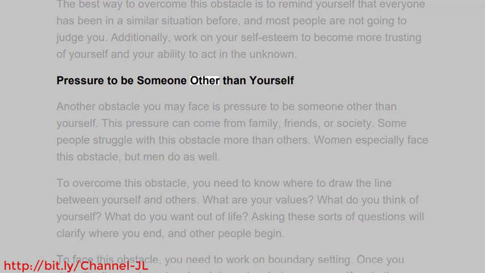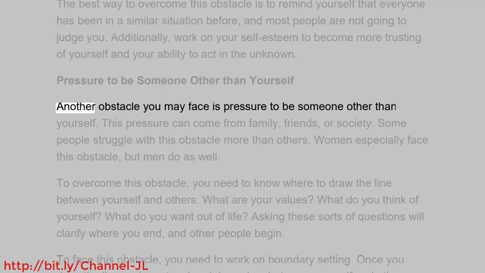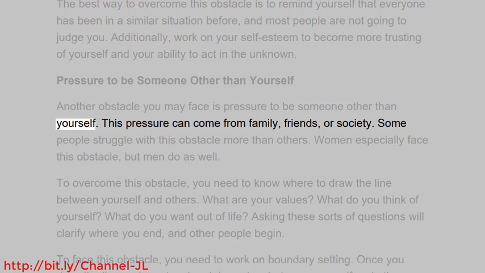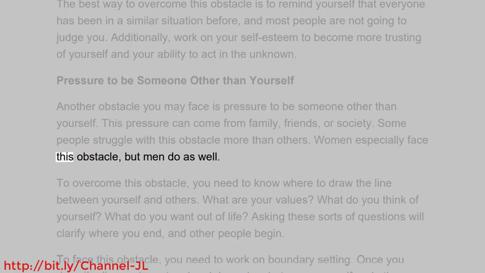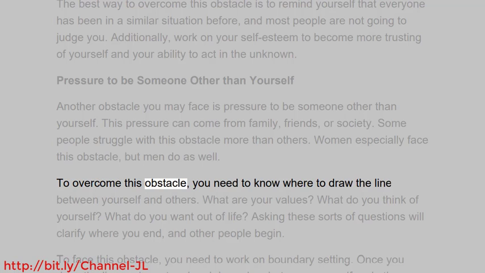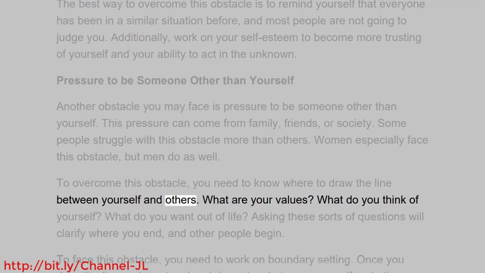Pressure to be someone other than yourself. Another obstacle you may face is pressure to be someone other than yourself. This pressure can come from family, friends, or society. Some people struggle with this obstacle more than others. Women especially face this obstacle, but men do as well. To overcome this obstacle, you need to know where to draw the line between yourself and others.